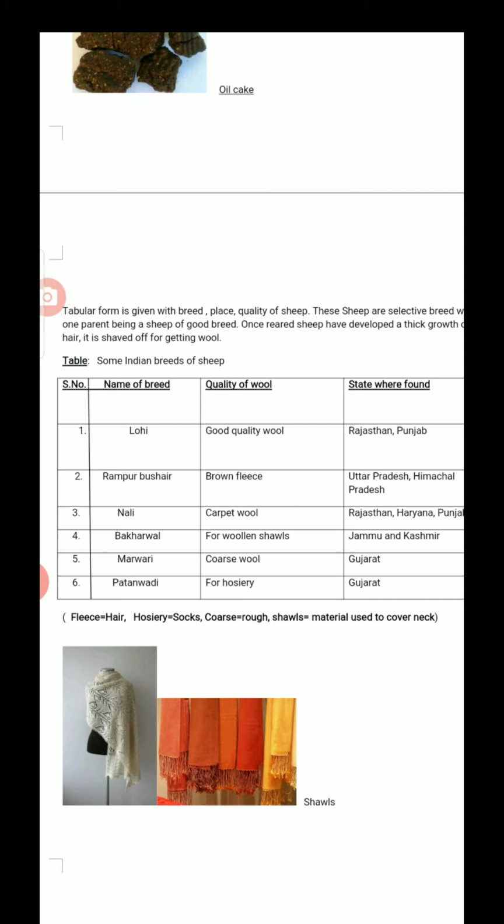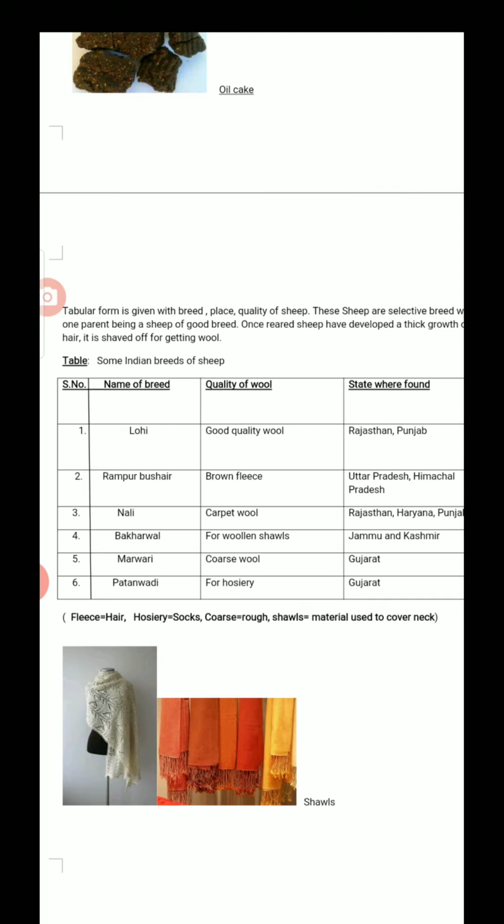Bakharwal is one of the breeds which we use for woolen shawls. Shawls means like this, we can see the images here. A shawl is a material used to cover the neck. These woolen shawls are obtained from the Bakharwal breed, which is found in Jammu and Kashmir. Marwari is one type of breed which gives coarse wool. Coarse means rough wool. It is generally found in Gujarat.